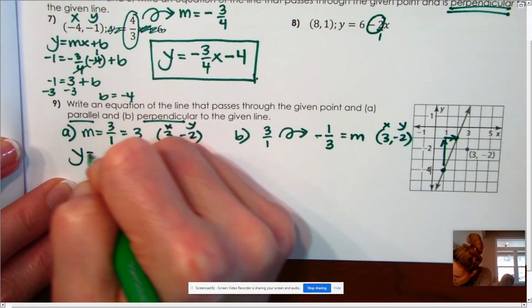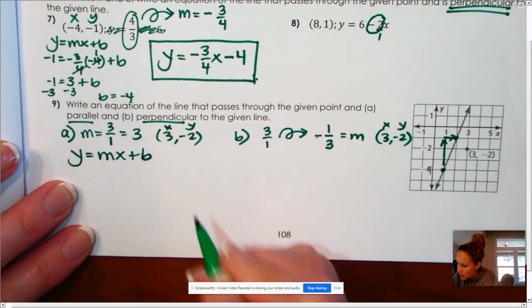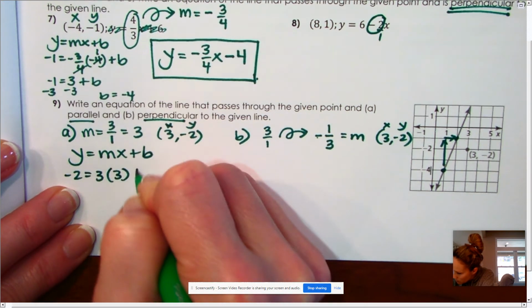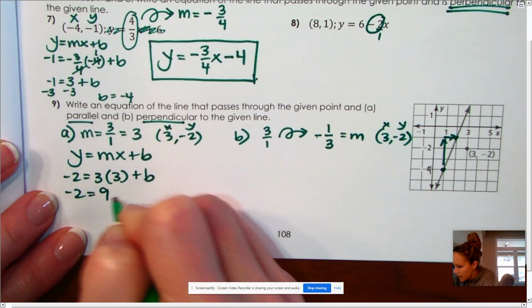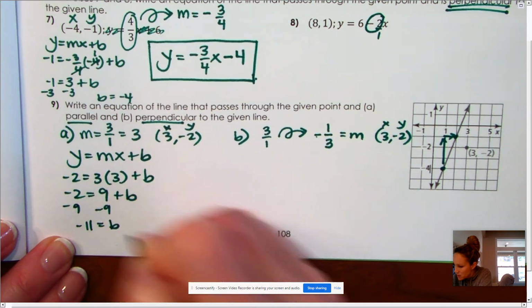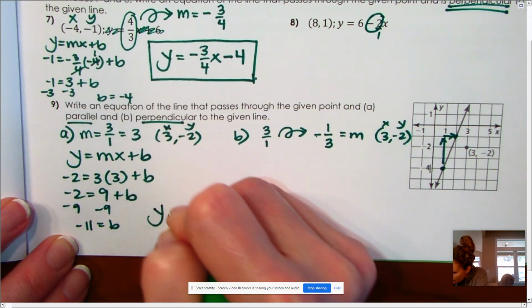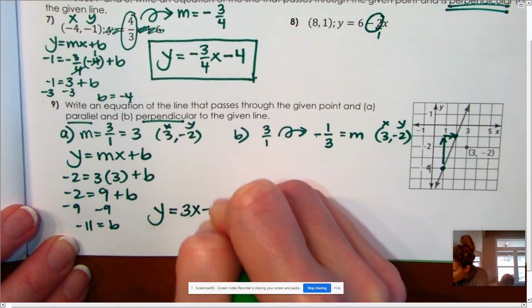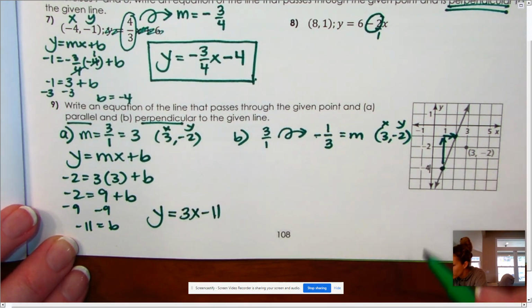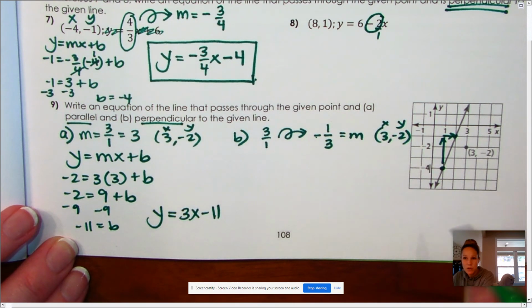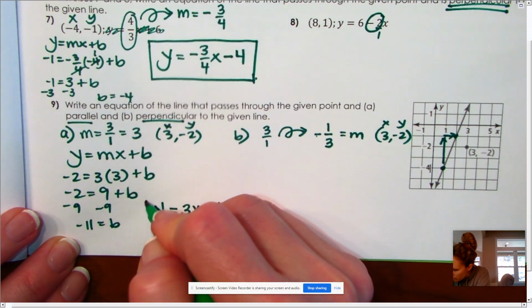So this is x, this is y. So y equals mx plus b. We're going to plug it in. The y value is -2, the m is 3, the x is 3, plus b. So -2 equals 9 plus b. And I'm going to subtract the 9 on both sides. So I get -11 equals b. So for this one, y would equal 3x minus 11. So does that seem right? If I were all the way down here at -11 and I was going up by 3 over 1, would it be parallel to that and pass through that point? That looks pretty good. That looks like a good answer. So that's for part A.